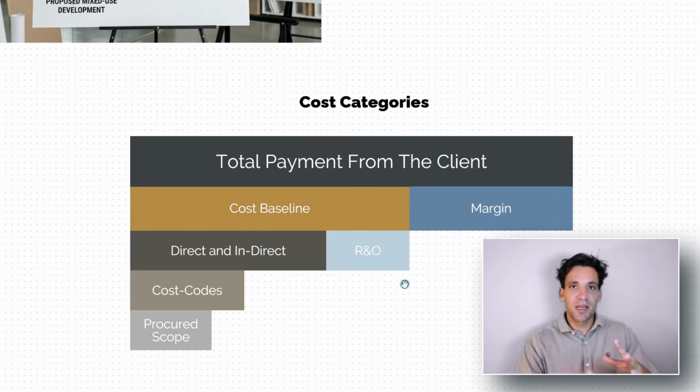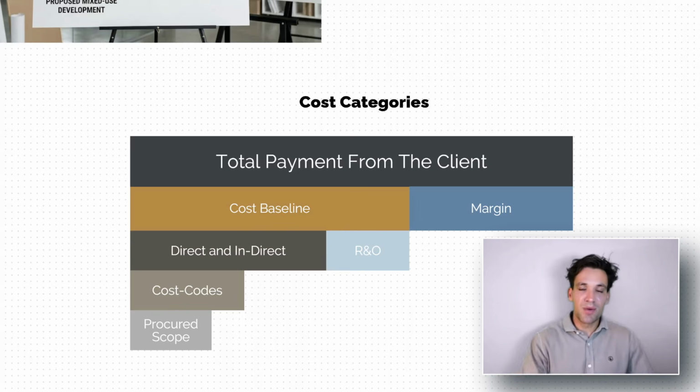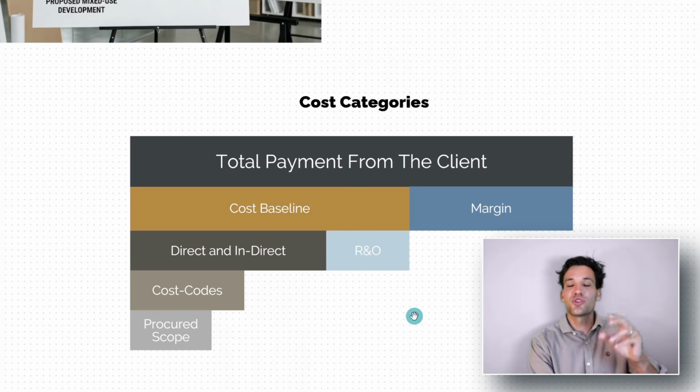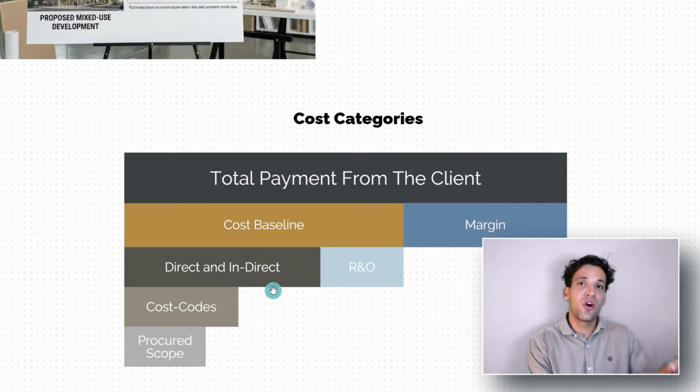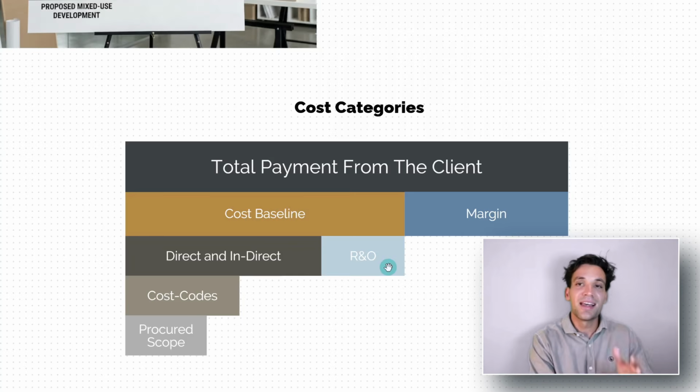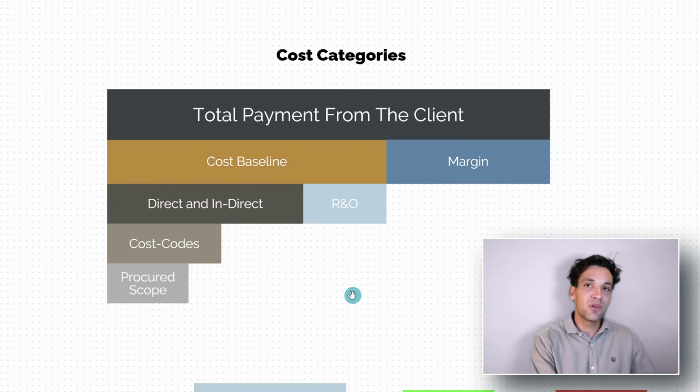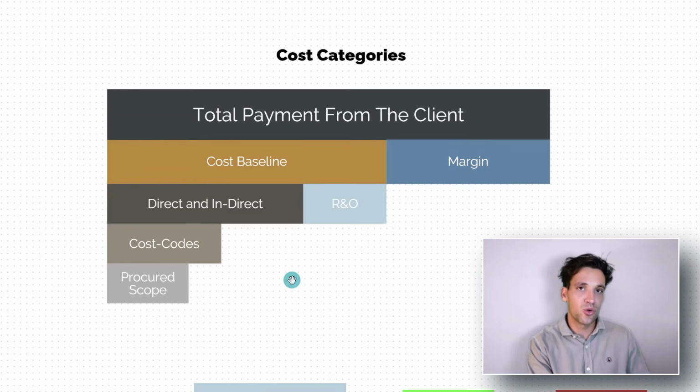But when we get the cost baseline, so our costs, our bucket of money we have to complete the project, there's really 2 first categories I would break this down into. We've got our direct and indirect costs. So these are the costs to do the physical construction work. And we have our risk and opportunity. So risk and opportunity is our allowance for uncertainty and change throughout the course of the project.